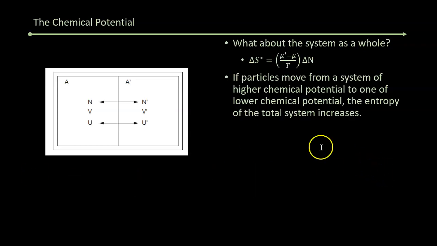And what about the system as a whole? If we look at delta S prime, it's the difference in the chemical potentials over the temperature times the change in the number of particles on side N. So if a particle moves from a system of higher chemical potential to one of lower chemical potential, the entropy of the total system increases. Higher chemical potential to lower chemical potential, entropy increases.